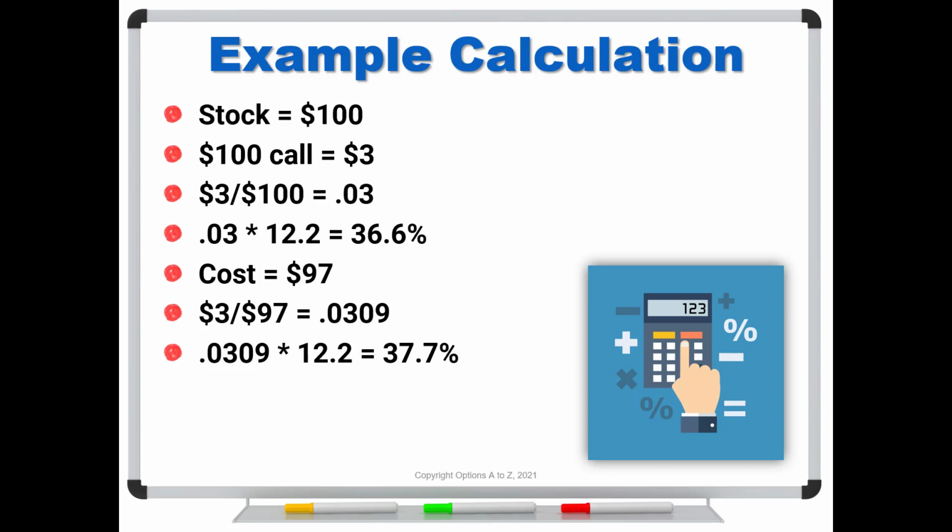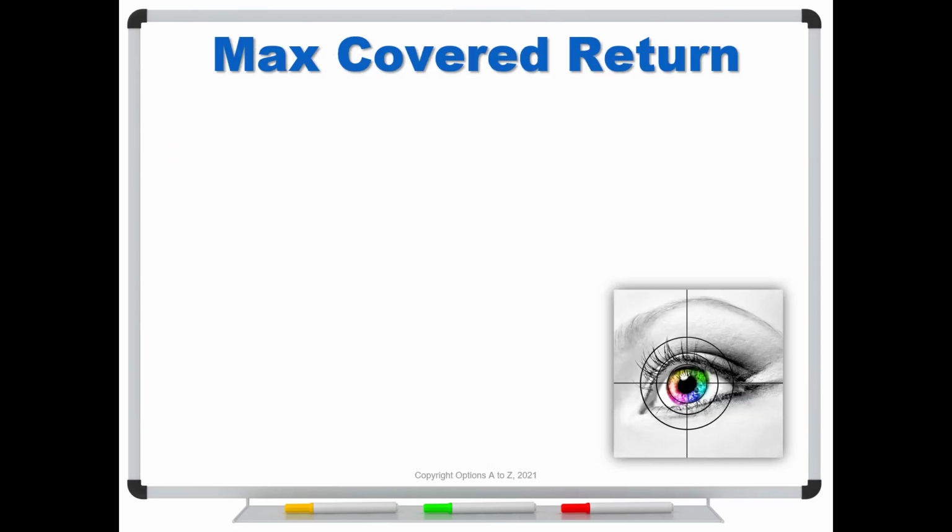Now Thinkorswim has another field you can choose called the max covered return, and in my video that's what I called the return if exercised. So here we're just assuming that yes, you're going to capture all of the extrinsic value, but now you're going to capture some out of the money value, because we're going to assume that that stock price is going to move all the way up to your strike and even beyond.